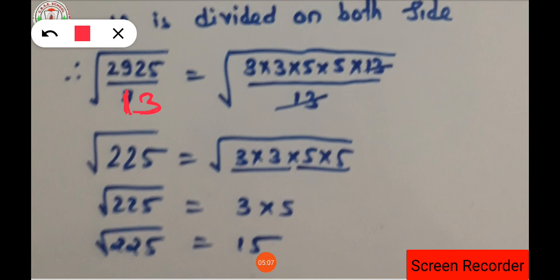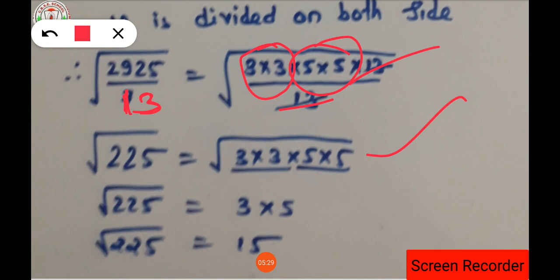Okay, so 2925 will be divided by 13, and in the same way on the right hand side all the factors will be divided by 13. So 13 will be cancelled from the denominator and the numerator. What are the factors left out? That is root of 3 into 3 and 5 into 5. These will be the factors which are left out.